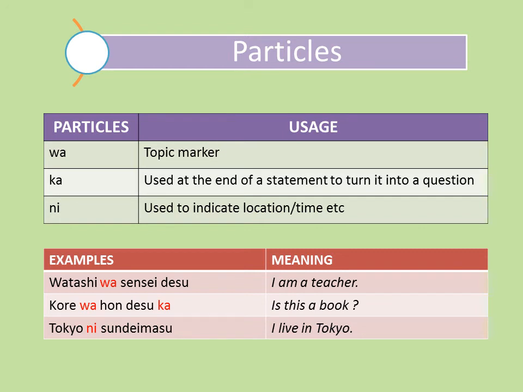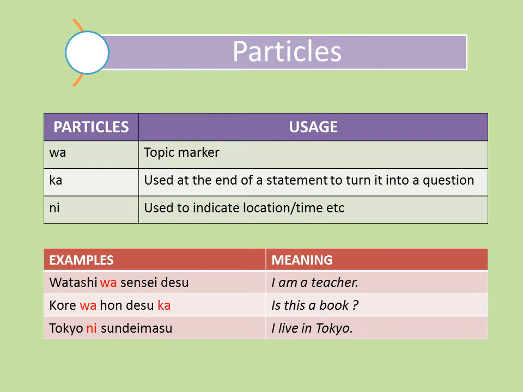The first one is Watashi wa sensei desu. This we have already done. I am a teacher. Here wa is used as a topic marker. What is the topic? Watashi means I. So wa is indicating that the sentence is about the noun, or here the pronoun watashi, which is I.